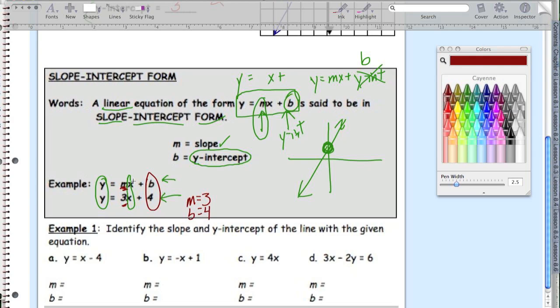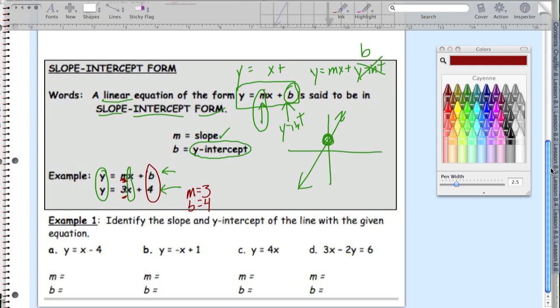So the thing you want to recognize is that the slope is always the coefficient of your x value. It's always the number right in front of the x. Then you have this number hanging out by itself. That's your y-intercept. That's your b value. Okay? So let's try example 1. It says identify the slope and y-intercept of the line with the given equation. So we're going to keep that form, slope-intercept form, y equals mx plus b.